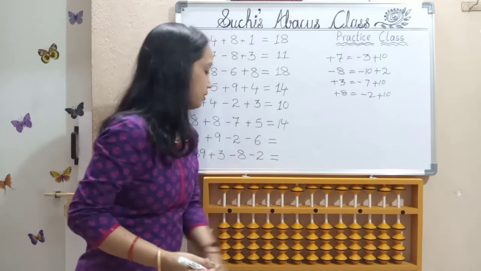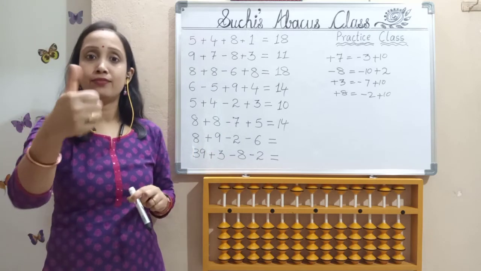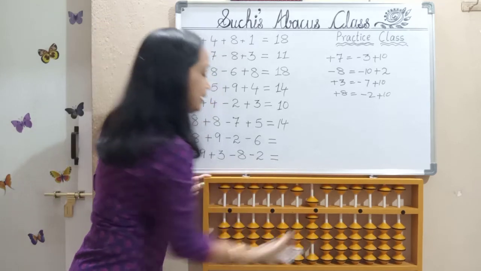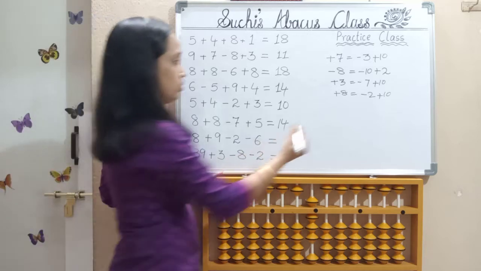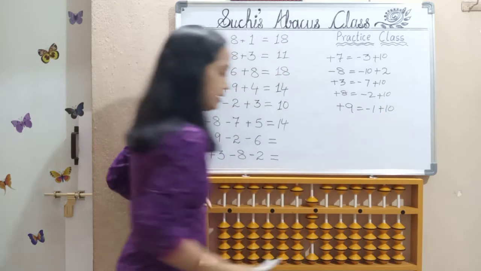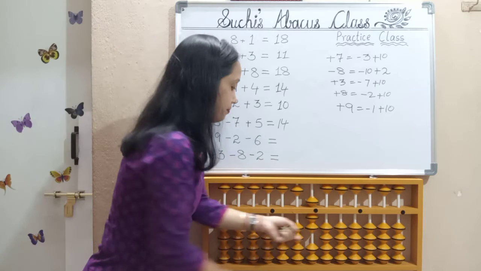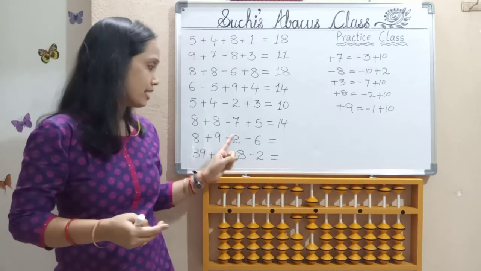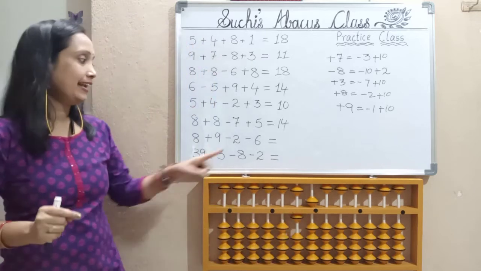So, move to next one. And 8. Combination for 8. 5 and 3. Pinch in. And 9. Already I told. If 9 is not possible, 9's friend 1. 1 should go out. 10 should come in. Next. Less 2. Which place? 1's place. So this 2 should go out with right hand index.